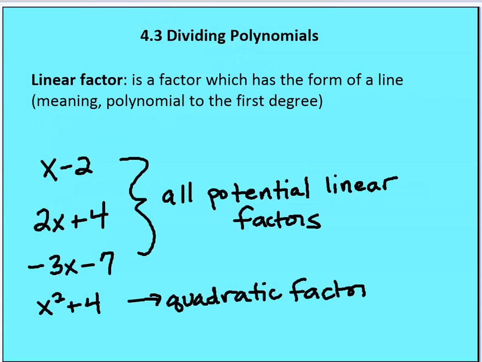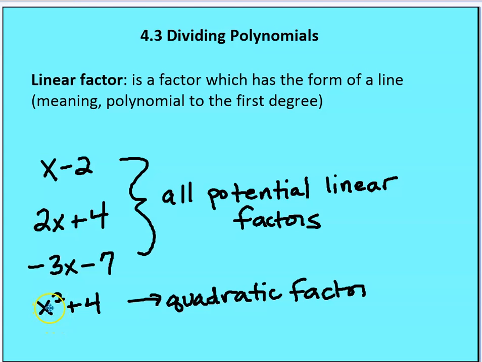All right, so what is a linear factor? A linear factor is a factor which has the form of a line, meaning a polynomial to the first degree. Right, so I have x minus 2, degree is 1. 2x plus 4, degree is 1 for x. Minus 3x minus 7. Highest degree is 1 for these three factors. They're all in the form of a line. If I were to set y equal to that, you would end up with a line. So we're going to call these linear factors.